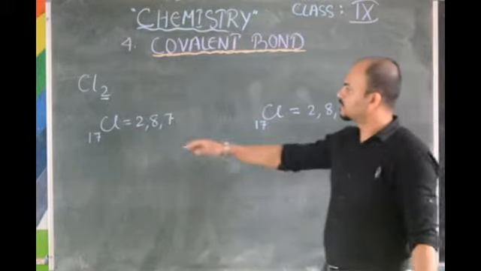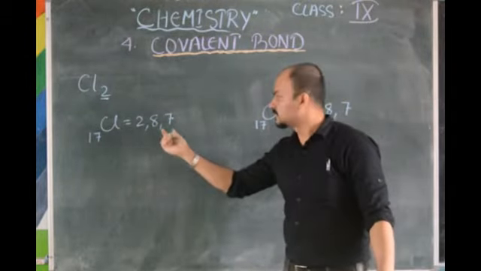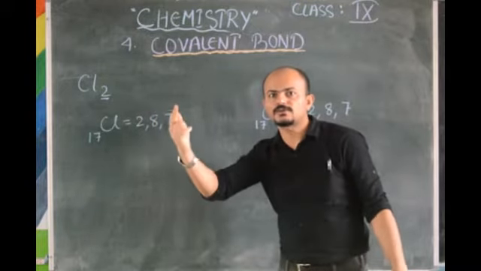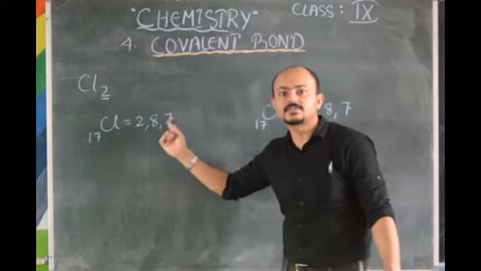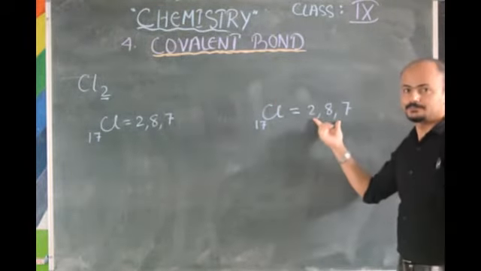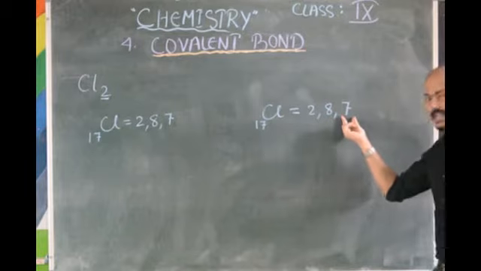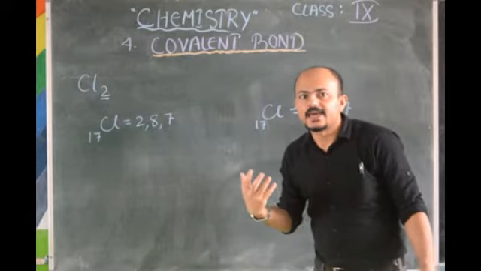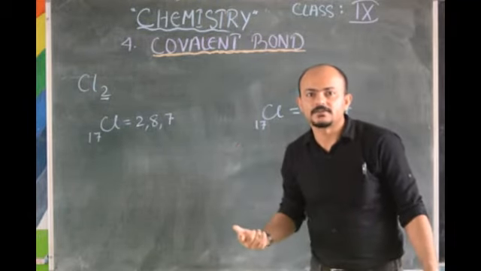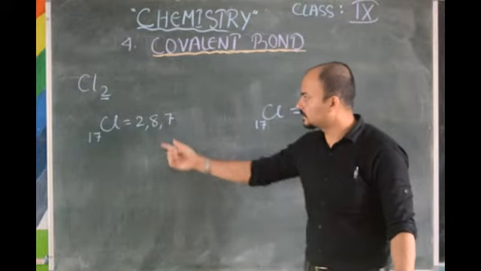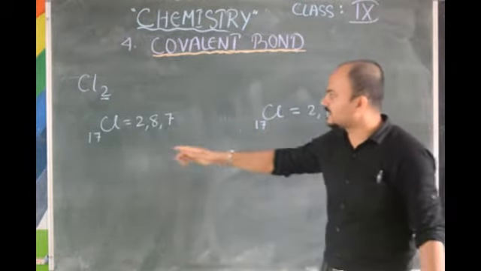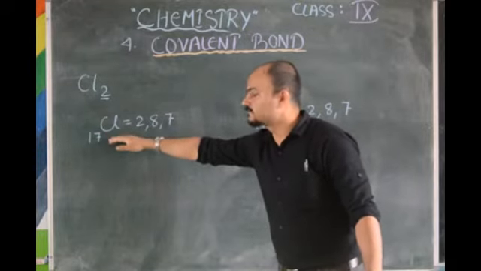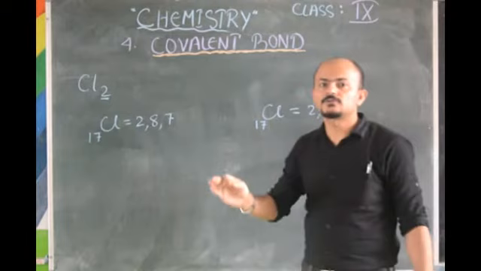In such cases, these 7 electrons are present, so it wants one more electron so that it can have 8 electrons and become stable. Similarly, this chlorine has 7 electrons, so it again wants to gain one electron and become stable. That is octet configuration. So is it possible that an electron gets transferred between chlorine and chlorine? It is absolutely not possible.